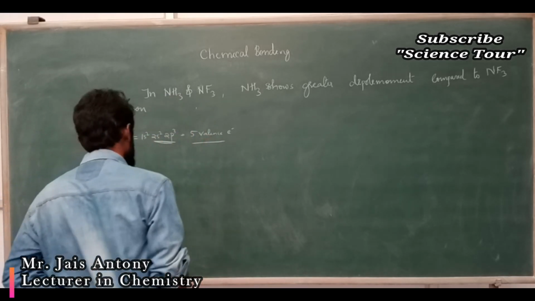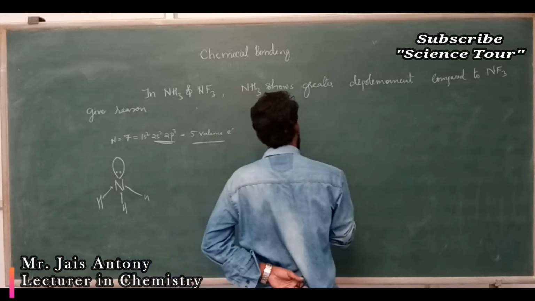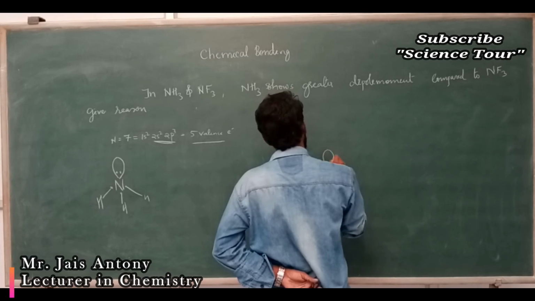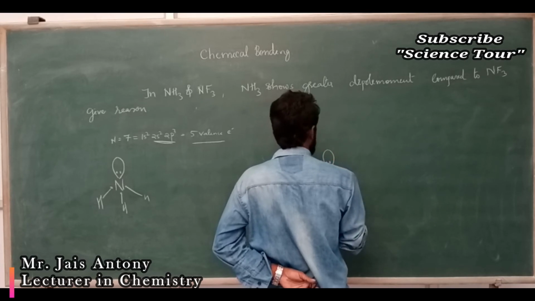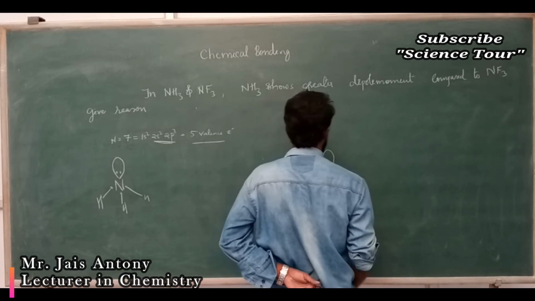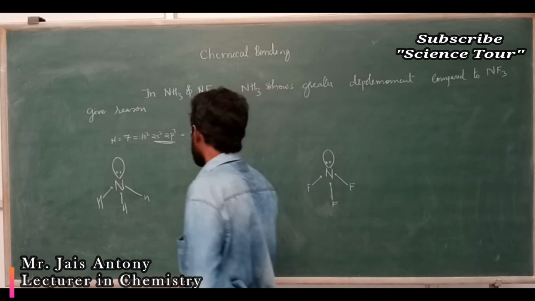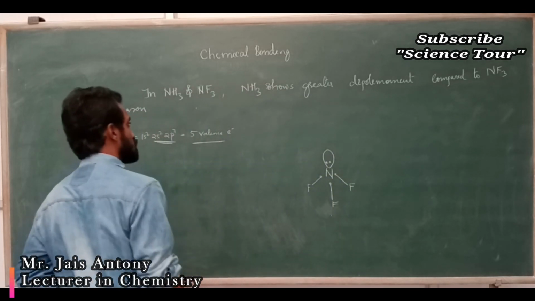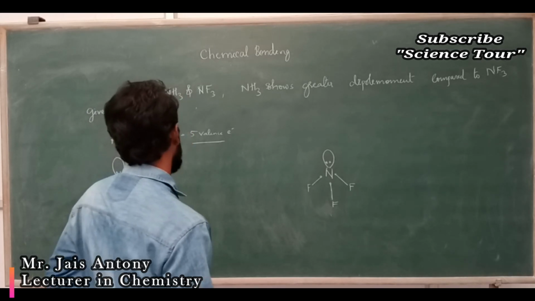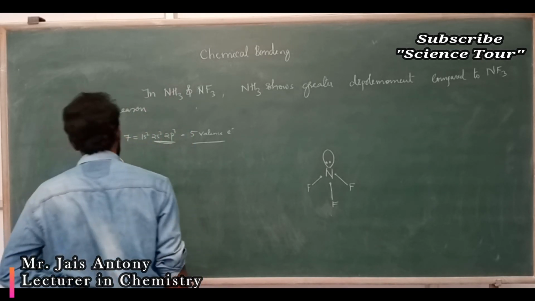In the NF3 structure also, my dear students, I will draw NF3. Nitrogen has 5 valence electrons. Three of them form bonds with the fluorine atoms. So 2 electrons are free electrons. That is called a lone pair of electrons.